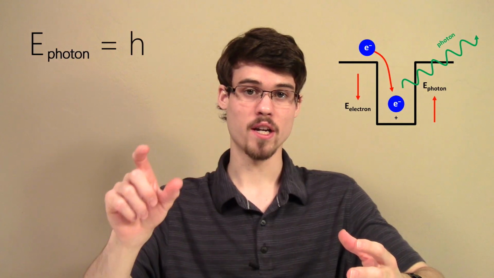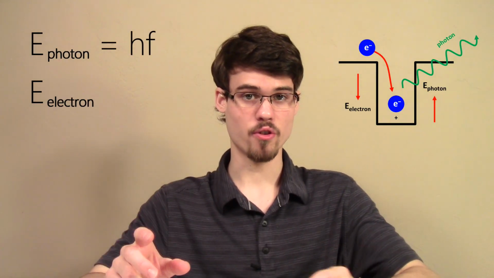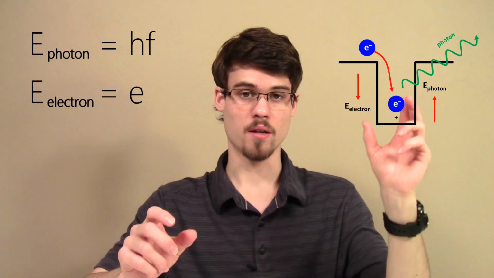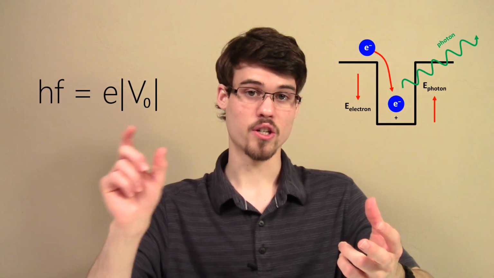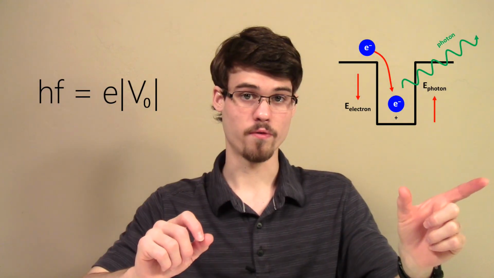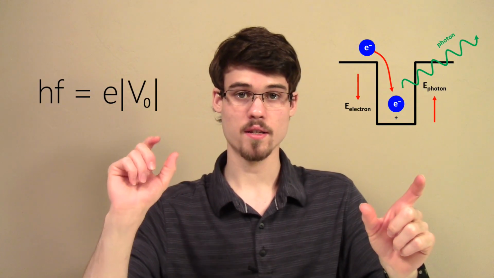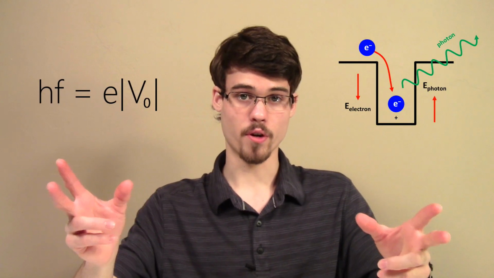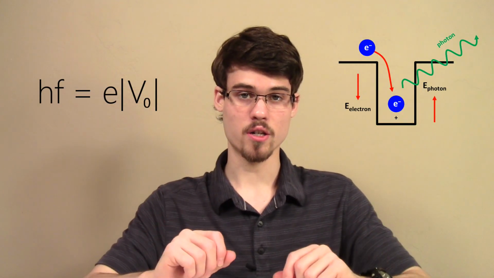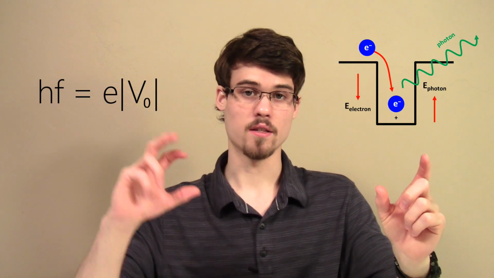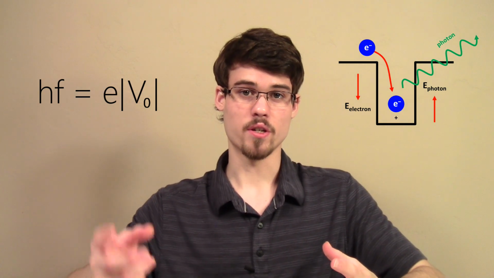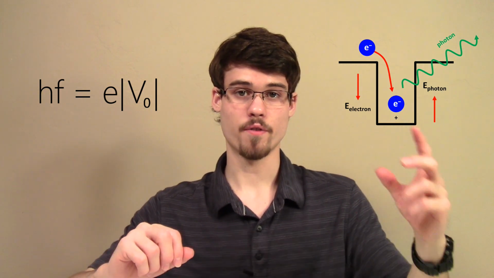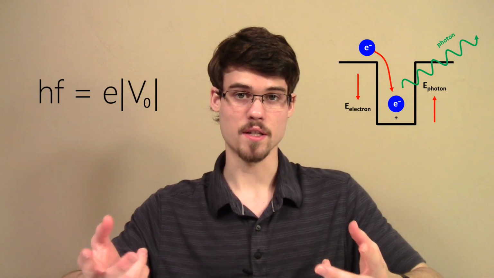In equation form, the energy of the photon is equal to hf, and the energy of the electron is equal to e times the absolute value of V naught. Since these are equivalent, we can say that hf is equal to e times the absolute value of V naught, where h is Planck's constant, f is the frequency of light, or the frequency of the photons, e is the charge of an electron, and V naught is the voltage necessary to remove an electron from the material. Then with this equation, if we measure voltage, V naught, and frequency, f, we can determine Planck's constant, h.